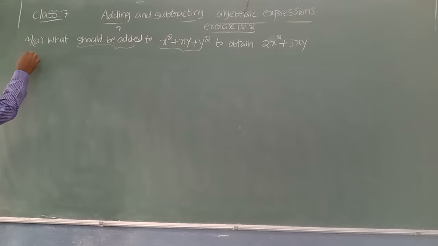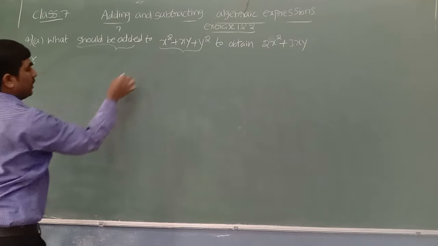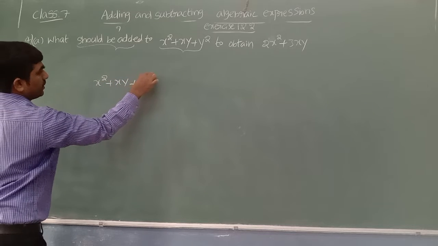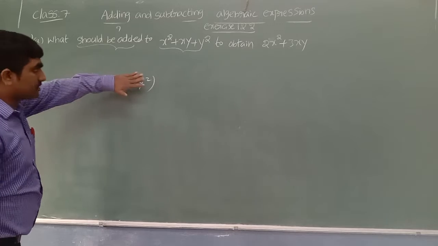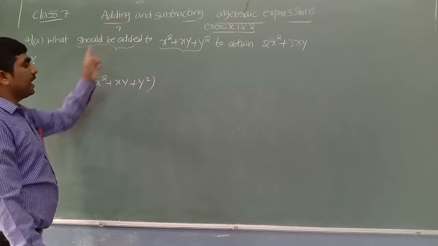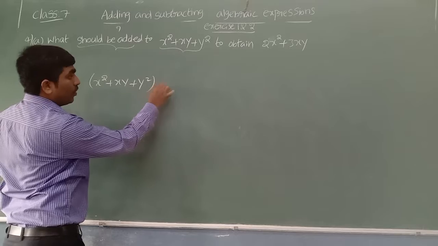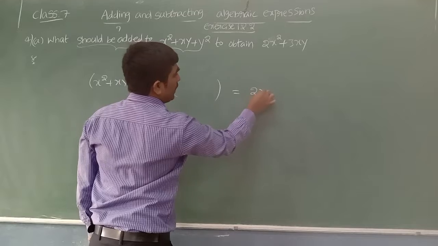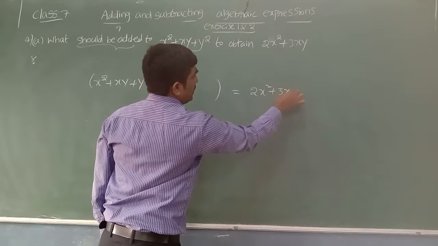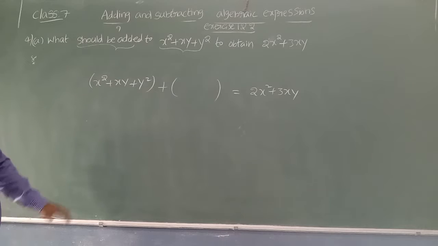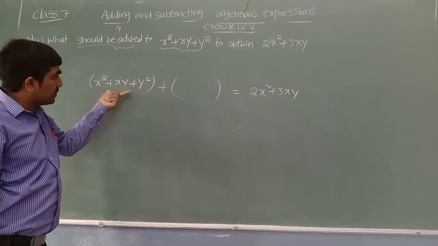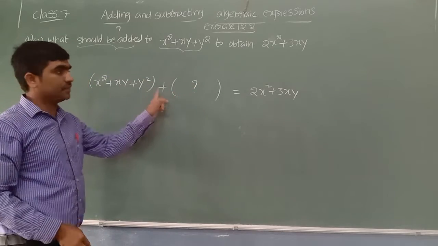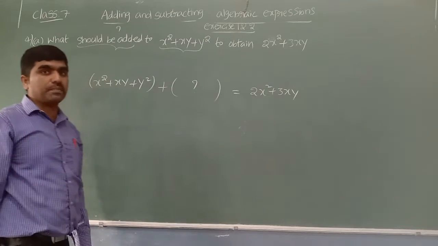Now here you can see. Solution: x square plus xy plus y square. It is one algebraic expression. For this algebraic expression, what should be added to get the result 2x square plus 3xy? Hope it is clear to you. For this x square plus xy plus y square, what should be added to get the result like 2x square plus 3xy?